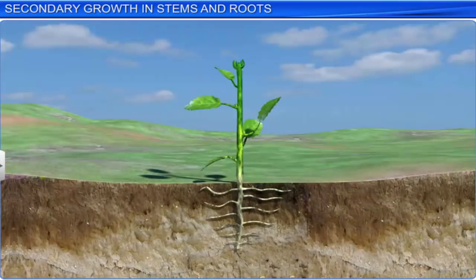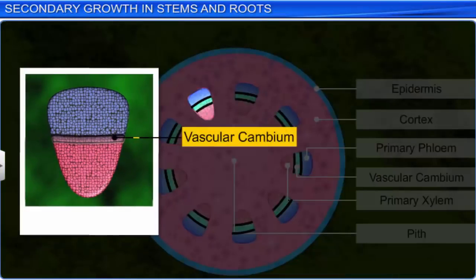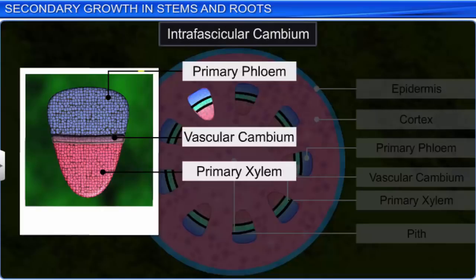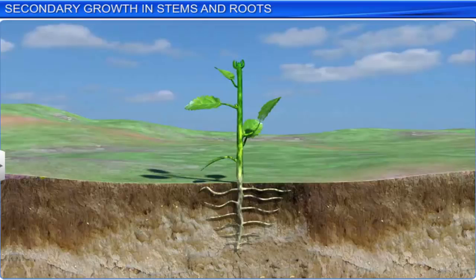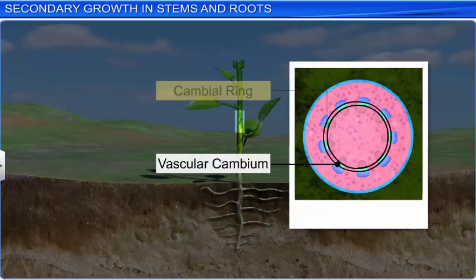In the stem, secondary growth takes place due to the activity of secondary meristems such as the vascular cambium and cork cambium. The vascular cambium, located between the primary xylem and primary phloem of a vascular bundle, is also known as the intrafascicular cambium. When the stem is young, the vascular cambium is present as a patchy single layer. However, in the later stages, it develops into a complete ring, also known as the cambial ring. Let's understand how this ring is formed.